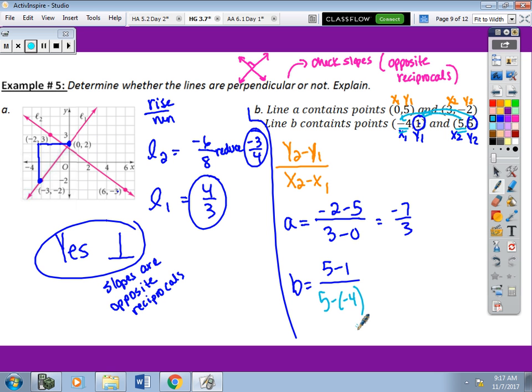If that helps anyone with the formula, what we should get: 5 minus 1 is 4, and then 5 minus a -4 becomes a plus. 5 plus 4 is 9. So we have 4/9. So these are clearly not opposite reciprocals. They don't have the same numbers. The only thing they do have going for them is one's positive, one's negative. So these are not perpendicular, because the slopes are not opposite reciprocals.